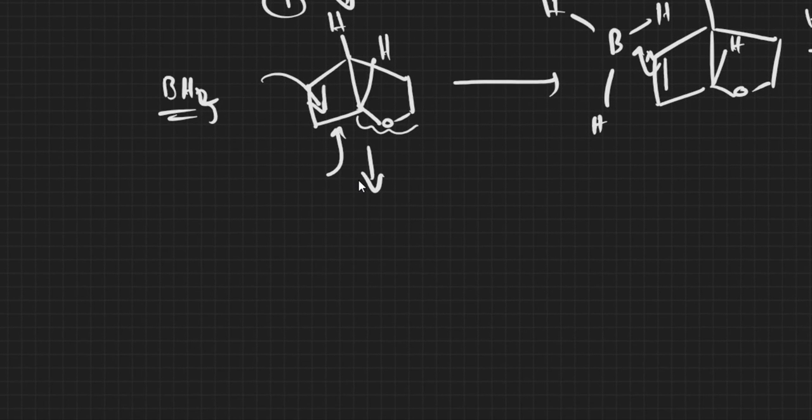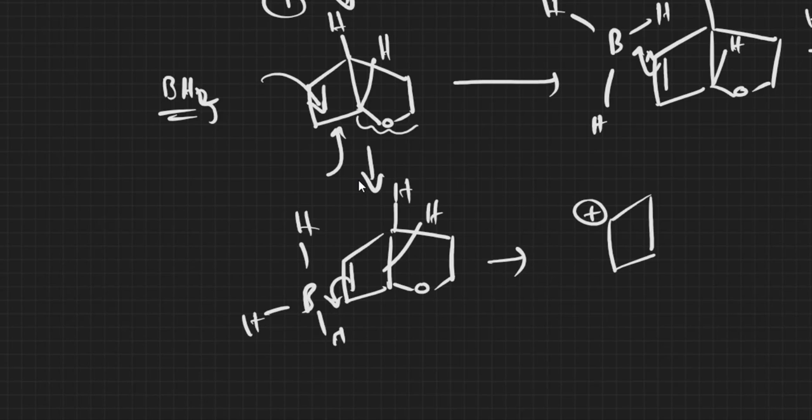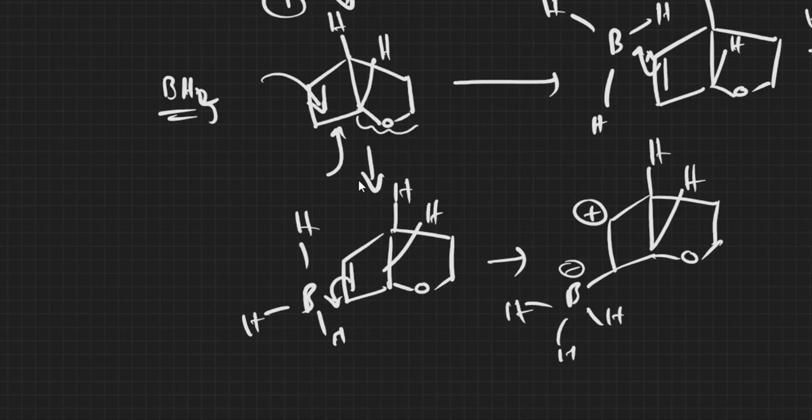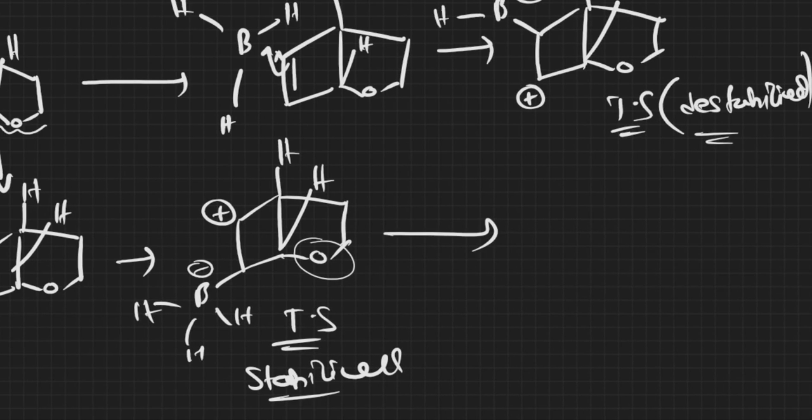But if we see the other orientation, in which the boron attacks from the other way, then what will happen? Transiently the positive charge will form here, and here is the boron and here are the hydrogens. So the positive charge is kind of away from the electronegative group, that is the oxygen. So this TS is kind of stabilized compared to the other TS, and this TS will be the majorly formed.